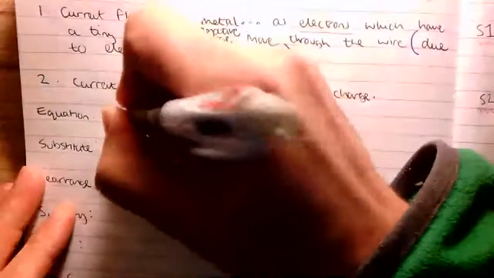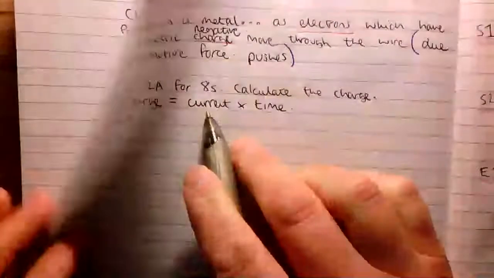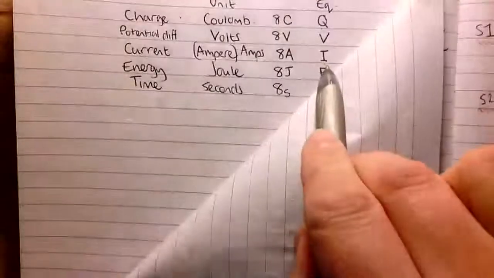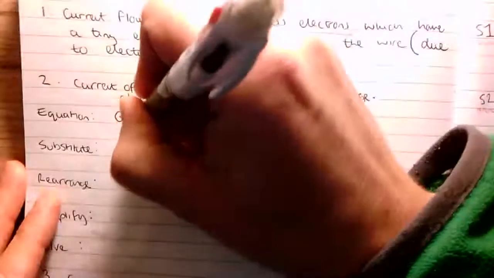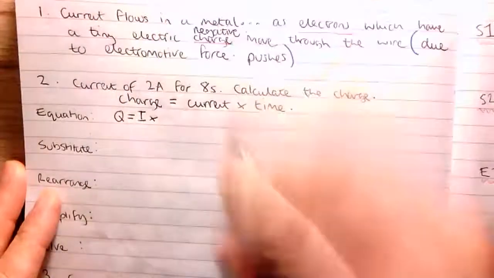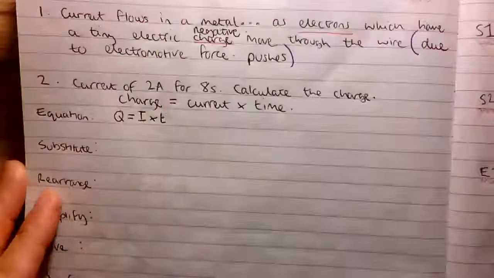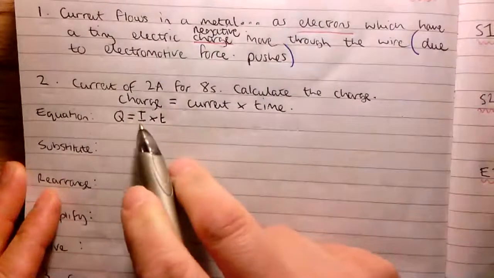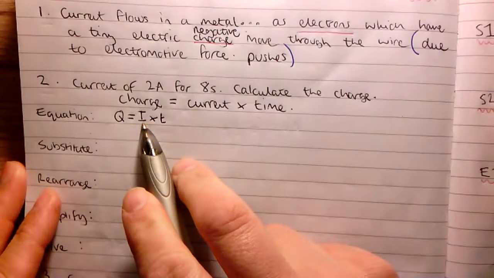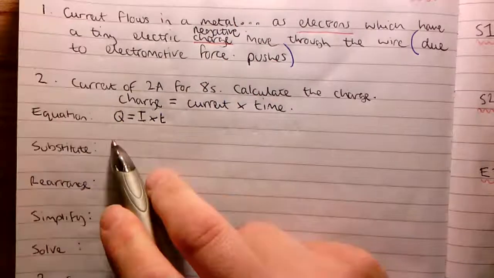Q for charge. So I'm going to put Q equals current, that we remember we used the letter I for, I, times by time, we'll just use a lowercase t for the time there.